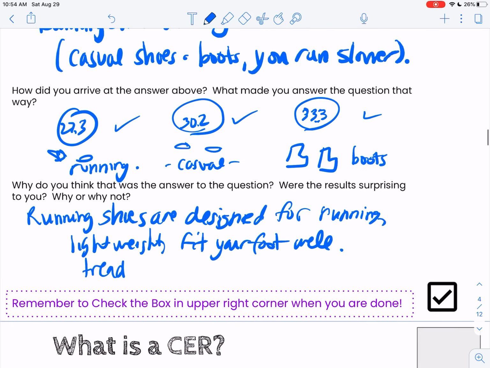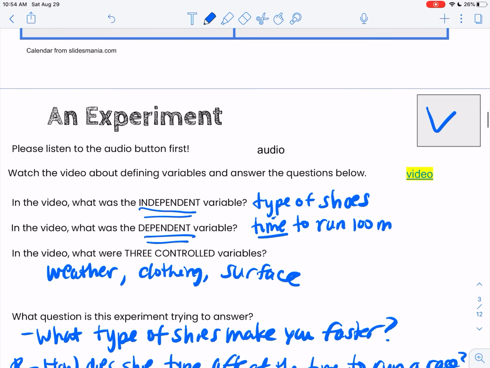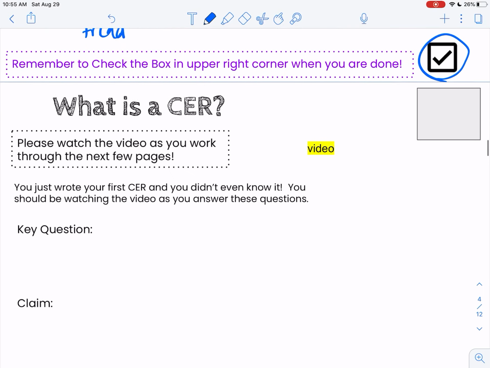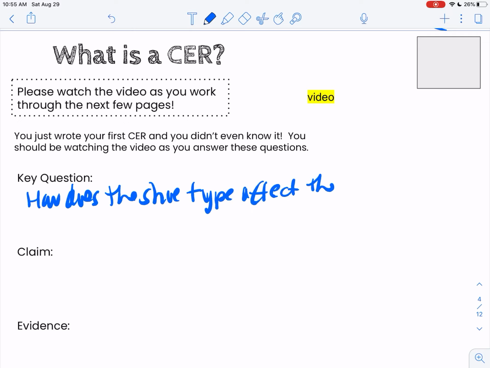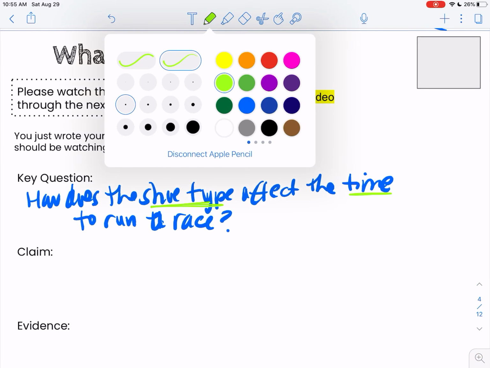So don't forget also, after you go over this, make sure you check mark the box up in the corner of this. Check, I did this page. Now, what is a CER? Basically, you already did the CER when you look back at your work. So the key question was, how does the shoe type affect the time to run the race? In this box here, you're writing your same question from before, because you already did this. And remember, this is nice because it talks about shoe type and time, which are the variable names.